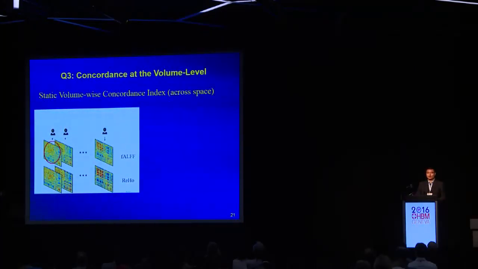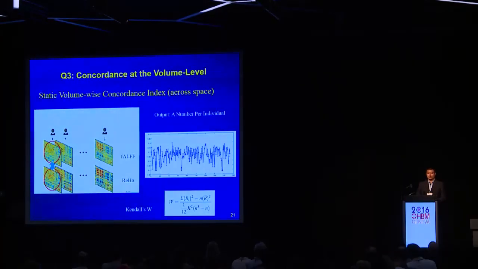The third question is, what's the concordance at the volume level, that is, across space? For each individual, we characterize the static volume-wise concordance index. For each individual, we have an ALFF map, we have a ReHo map, and we can calculate the spatial correlation, or we have 5 maps, and we can calculate their spatial concordance. So for each individual, we have 1 index, the concordance index. Across subjects, we have a series.